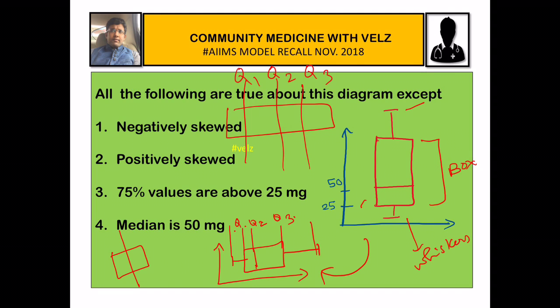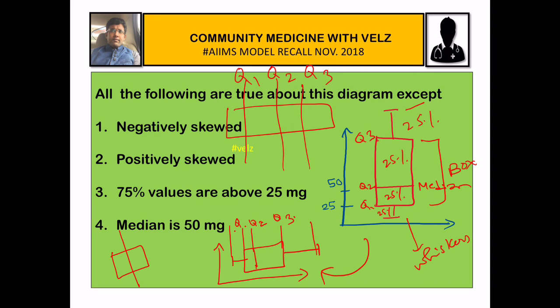So Q1 is the lowermost, Q2 is the median, so the center is called the median, and Q3 is the uppermost. So each will have 25% of the values. So totally we will have 100% of the values.